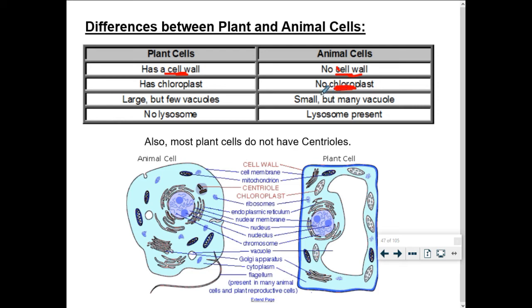Okay, here's another big difference. Animal cells have small and multiple vacuoles. Plant cells are known for having sometimes just one big vacuole. You can see that in this picture right here. Here's a plant cell, and it has one big, massive storage area.